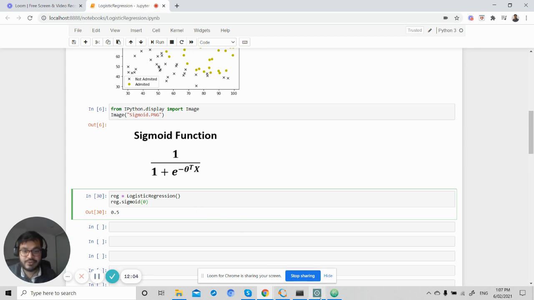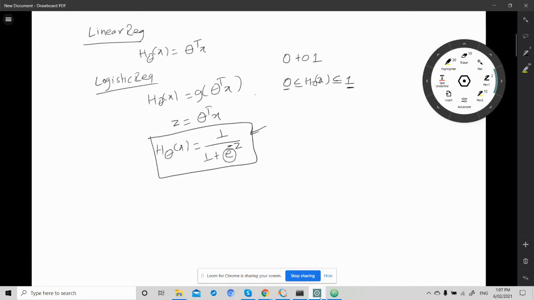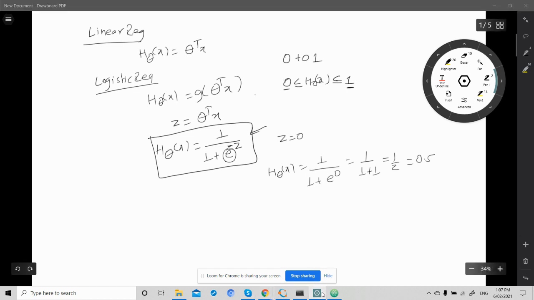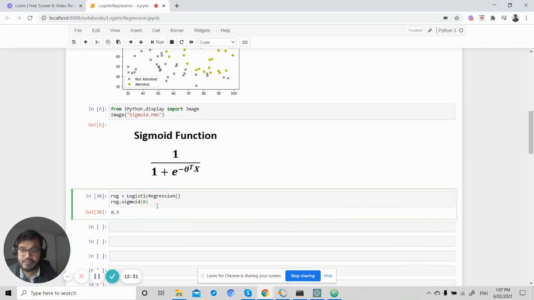So how did we get 0.5? Here, if my z is 0, then my h theta of x is 1 by 1 plus e to the power 0. This means 1 by 1 plus 1, which is 1 by 2, which is 0.5. So my sigmoid function is working fine.